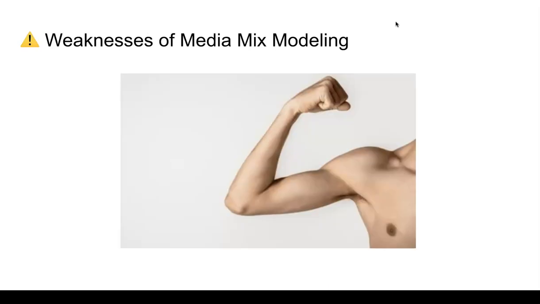So what are some of the weaknesses in media mix modeling? Well, it relies on historical data. It doesn't always predict future trends. It usually evaluates channels, not individual creatives. Another thing is it struggles with new channels. So it may not work well for TikTok or any new emerging platforms because it'll be limited on data.